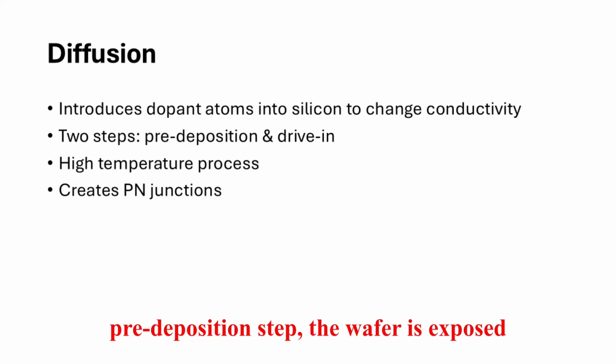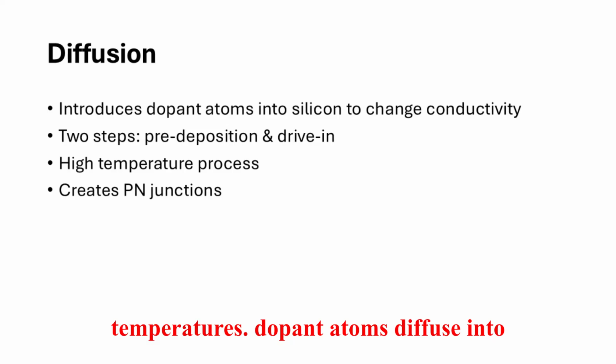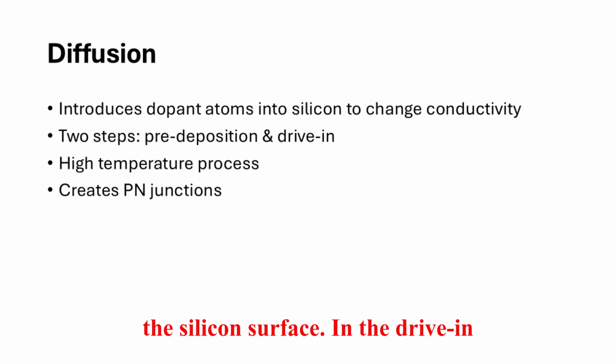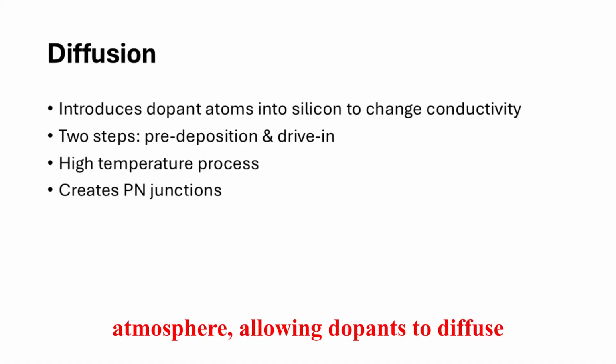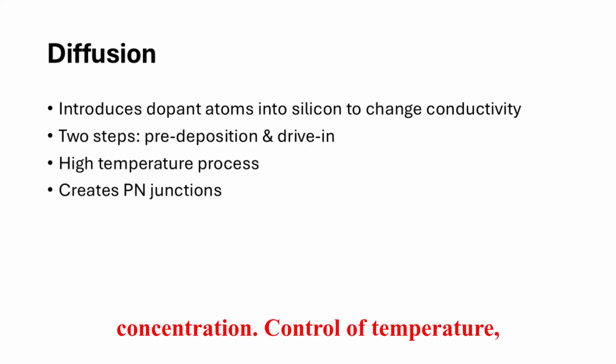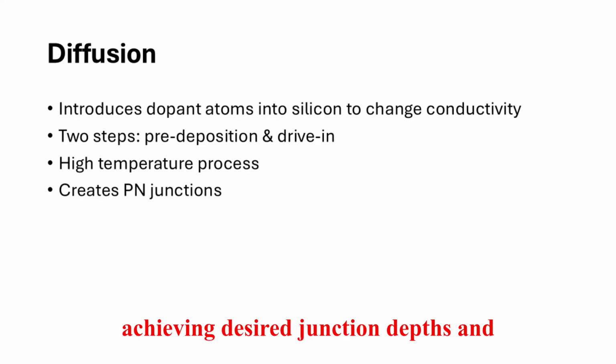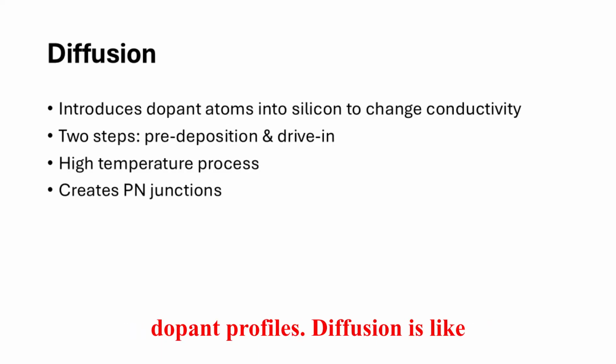In the pre-deposition step, the wafer is exposed to a dopant source, either gaseous, solid, or liquid, at elevated temperatures. Dopant atoms diffuse into the silicon surface. In the drive-in step, the wafer is heated in an inert atmosphere, allowing dopants to diffuse deeper while reducing surface concentration. Control of temperature, time, and ambient is critical to achieving desired junction depths and dopant profiles.